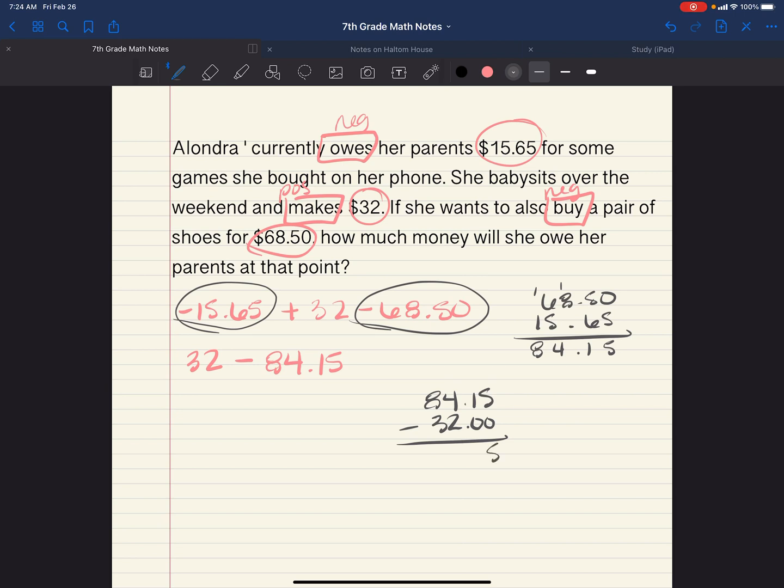5 minus 0 is 5. 1 minus 0 is 1. Pull down my decimal. 4 minus 2 is 2. And 8 minus 3 is 5. So she is in the negative by $52.15 with her parents, obviously. That's how much she owes them. Super nice parents.